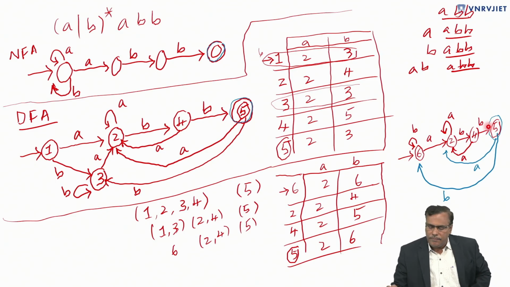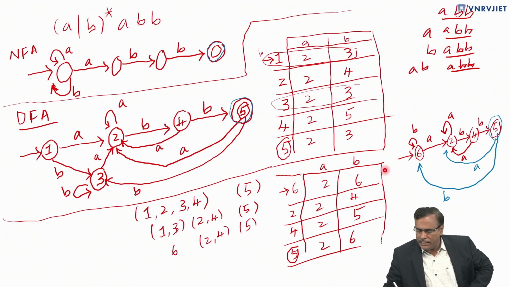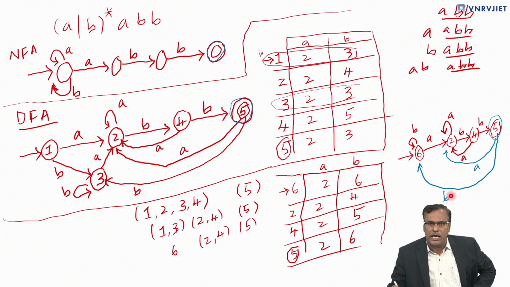So it is also accepting the same language, but when compared to this, it has fewer states. Both are DFAs, but since it has fewer states, I am calling this a minimized DFA. So here you have 5 states, whereas here you have 4 states.